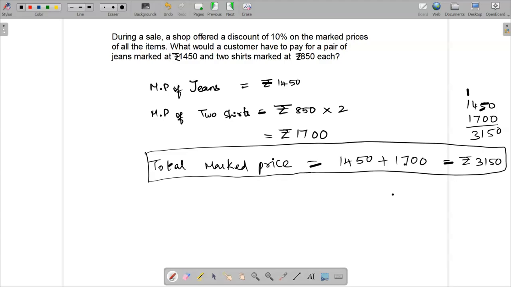Okay, and then the discount percentage is nothing but 10%. And what they are asking is, what would a customer have to pay for both the jeans as well as two shirts after the discount? That is the sale price they are asking. They are asking for the sale price. So now the marked price we know and the discount percentage we know. What is the discount percentage? It is 10%. So we have to find out the discount amount as well as the sale price.